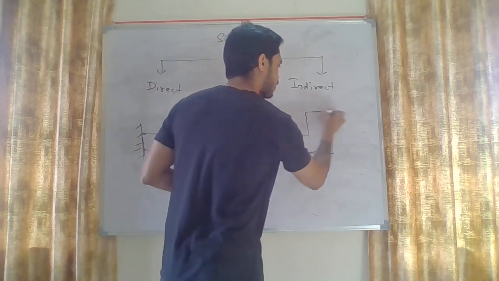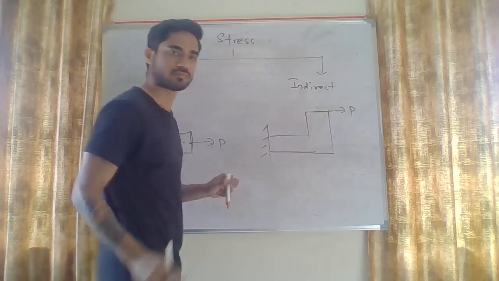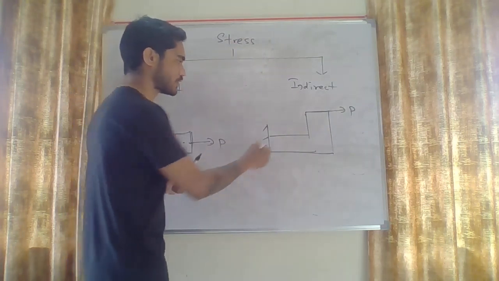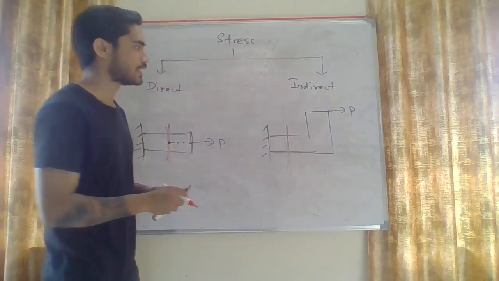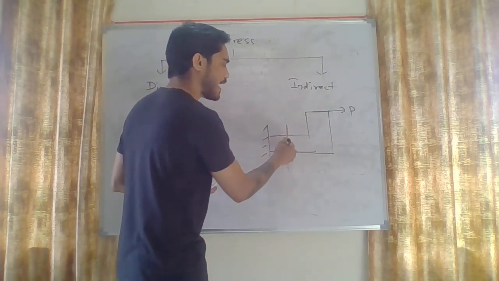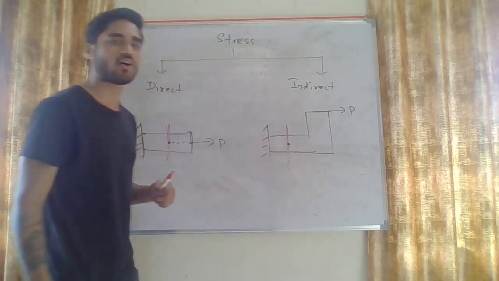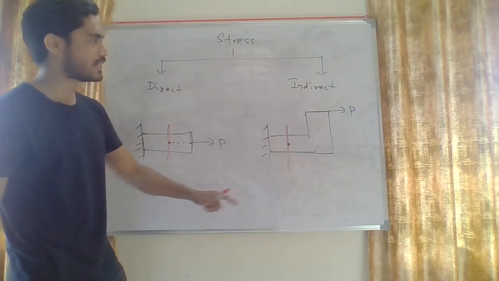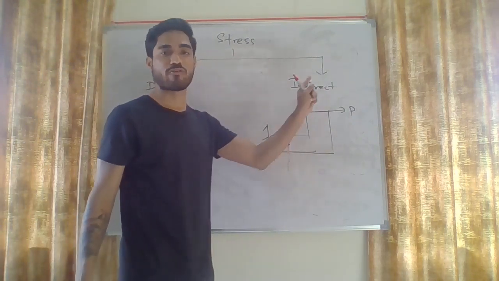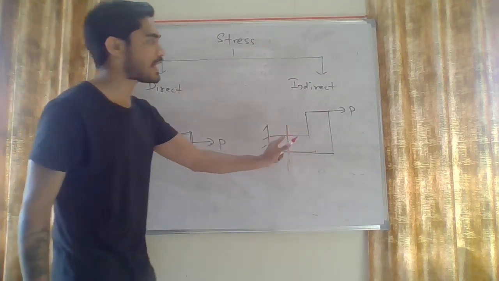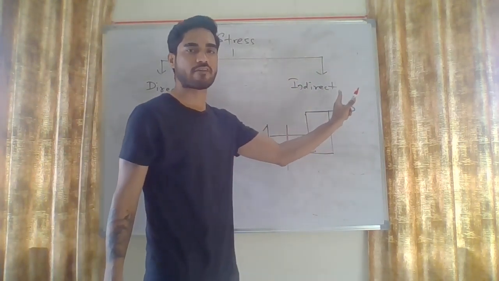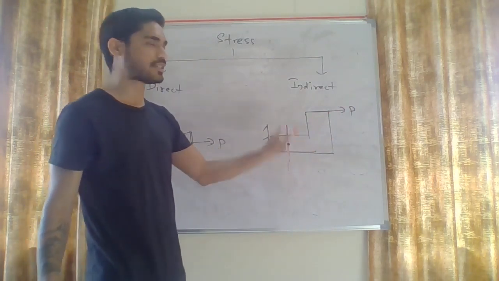Let's say I am applying a force P here and I am calculating the stress on this plane. So now you can see that the force is not acting at the centroid of this plane. So this is known as an indirect force. This is a direct force. It is directly acting on the centroid of the plane. This is an indirect force because the force is acting somewhere else and the centroid is somewhere else.